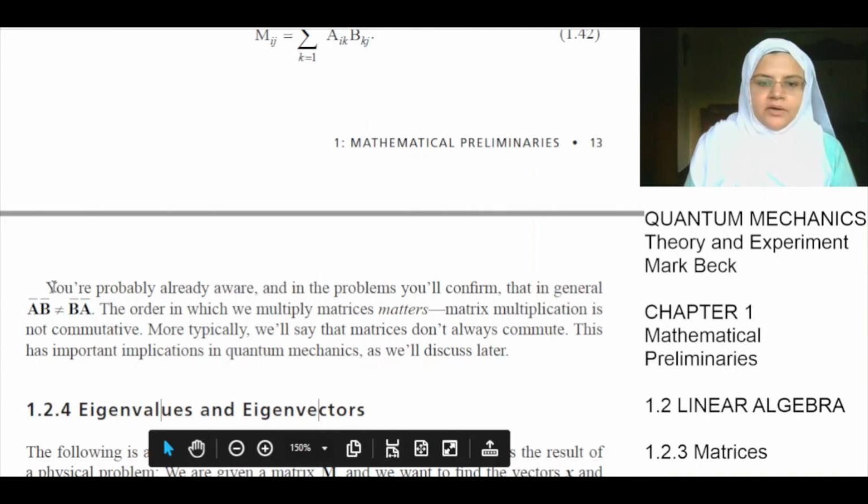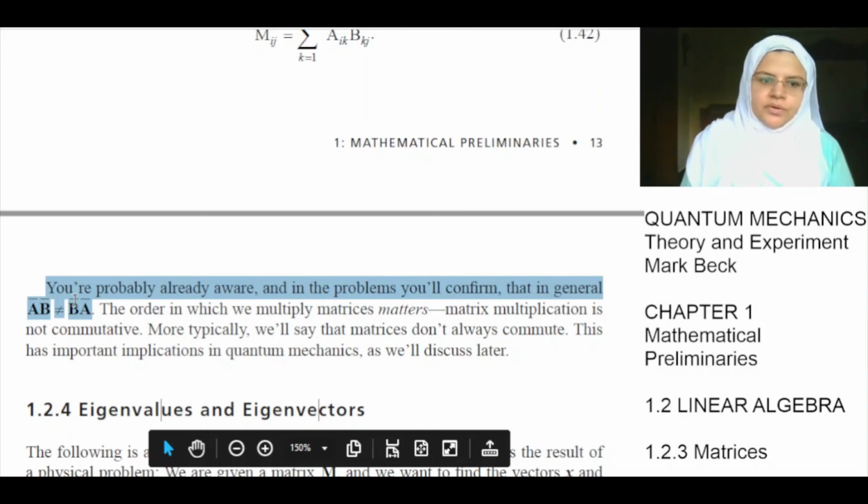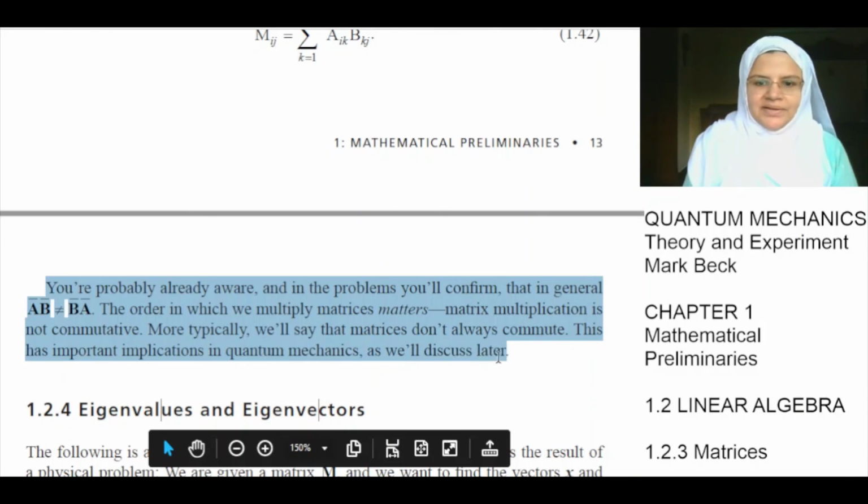You are probably already aware, and in problems you will confirm, that in general A bar B bar is not equal to B bar A bar. The order in which we multiply matrices matters. Matrix multiplication is not commutative. More typically, we'll say that matrices don't always commute. This has important implications in quantum mechanics as we'll discuss later.